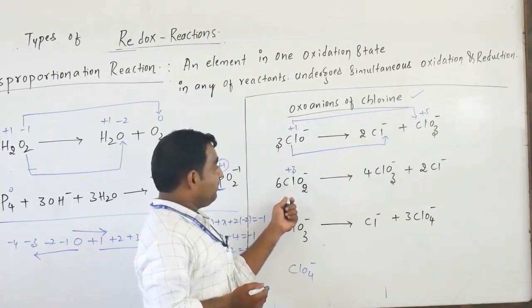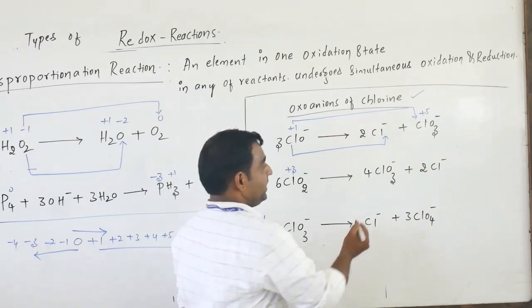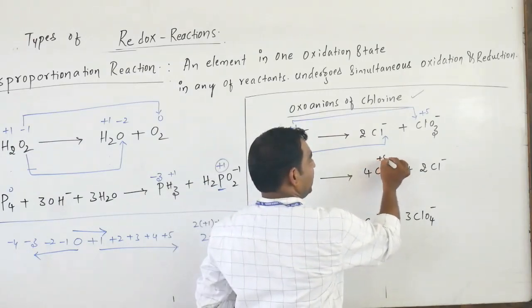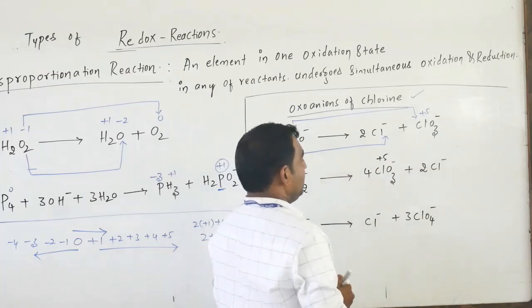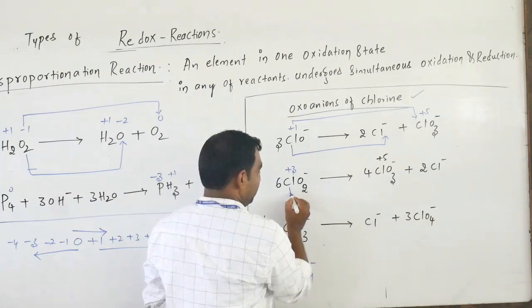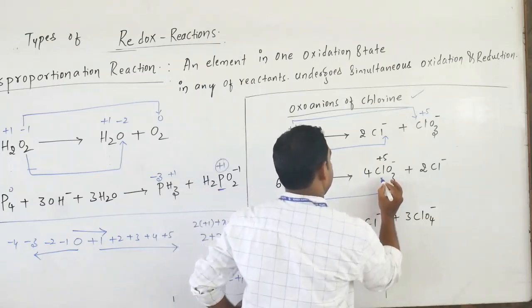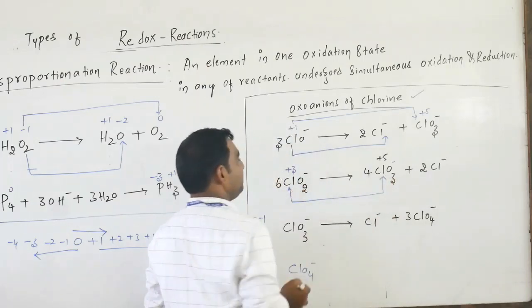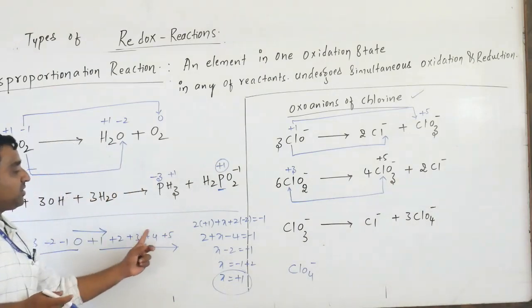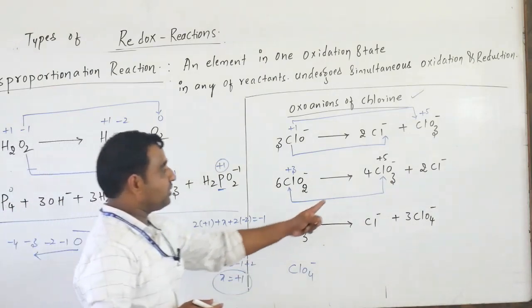Here Cl will be in +3 oxidation state, and here one oxygen having a -2, that is +5. Now it is -1. Now Cl +3 is converted into +5. One product will be formed. +3 to +5 is an increase in oxidation number, that is oxidation.